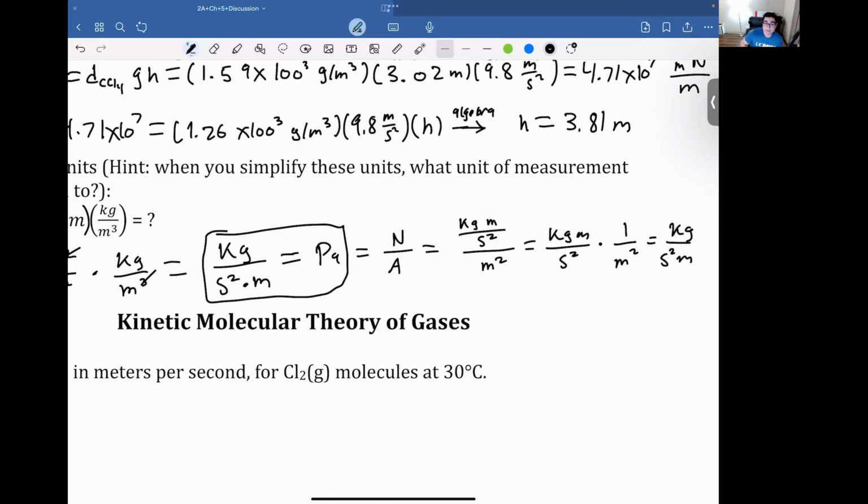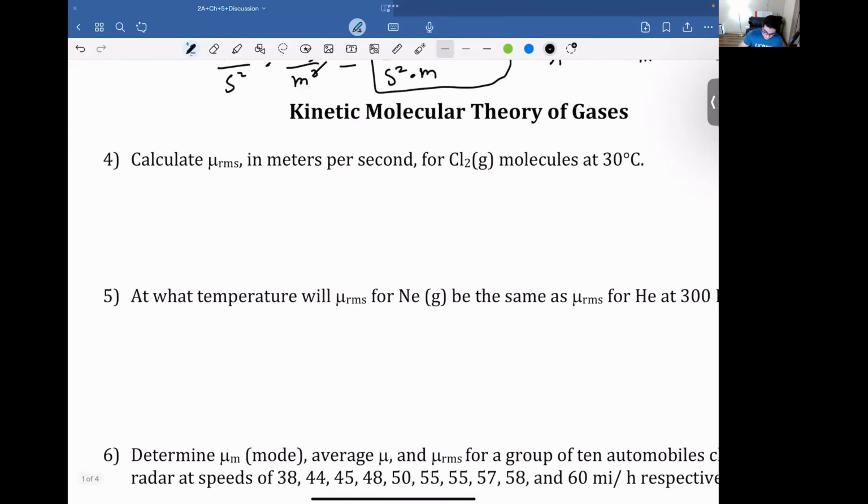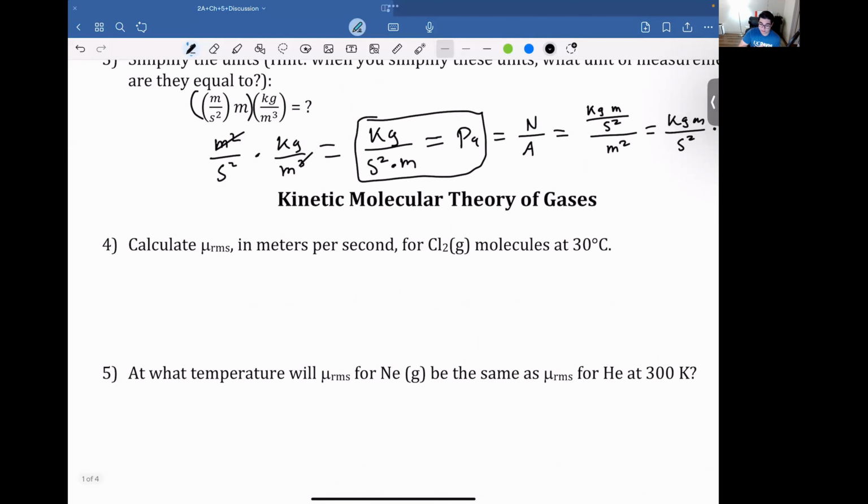So that is the unit of pascals, right? And the right side is just kind of double checking. All right. Then we have the kinetic molecular theory of gases. So let's calculate the root mean square speed in meters per second for Cl2 molecules at 30 degrees Celsius.